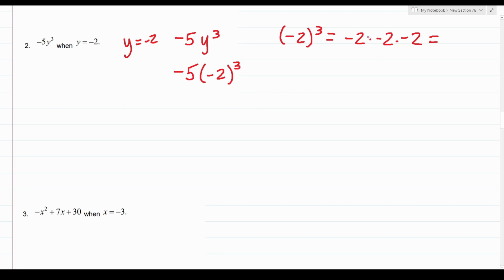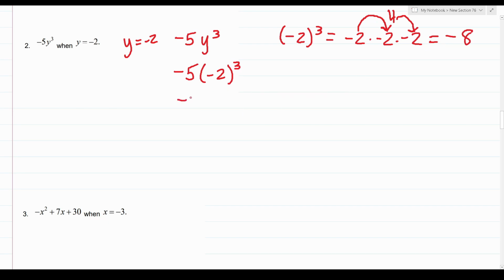Let's work this out carefully. We have negative 2 times negative 2. Well, negative 2 times negative 2 is going to be positive 4, given that a negative times a negative is a positive. Then we have positive 4 times negative 2. A positive times a negative is a negative. 4 times negative 2 is negative 8.